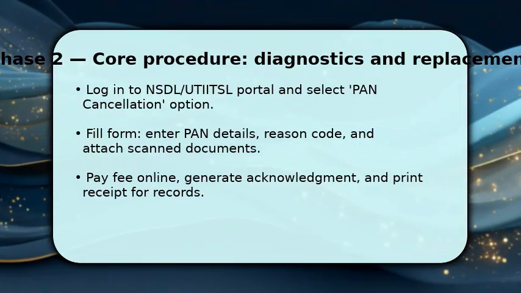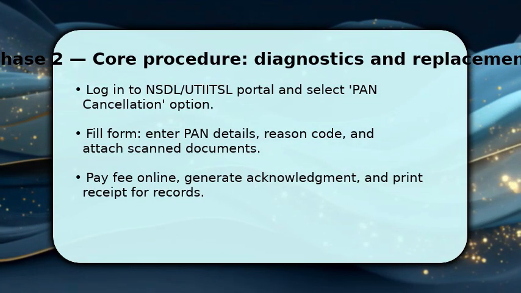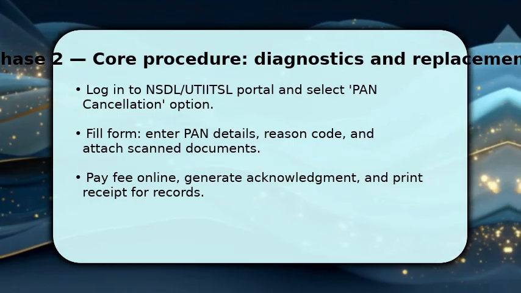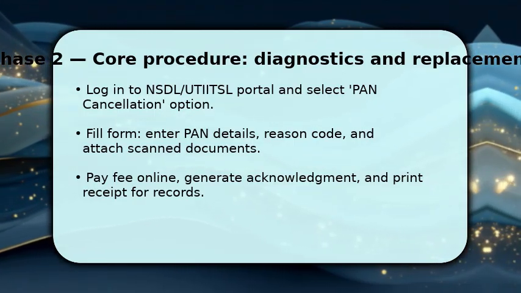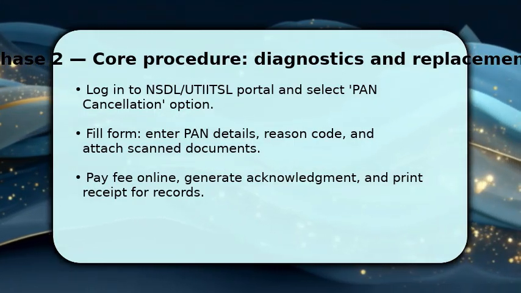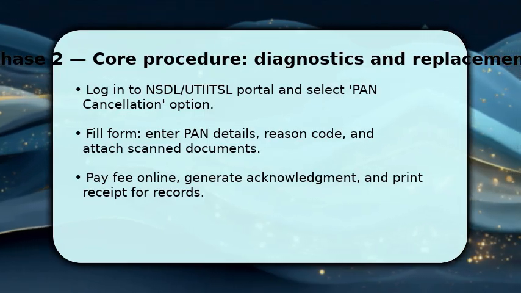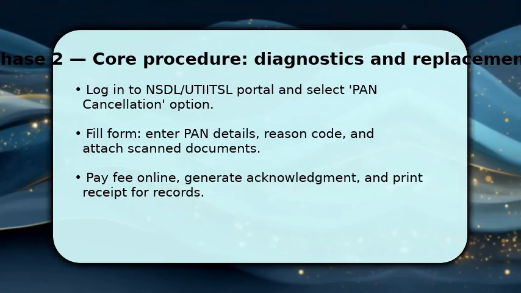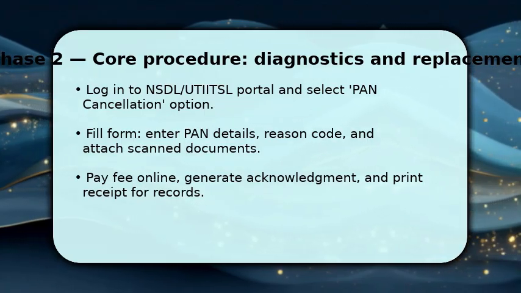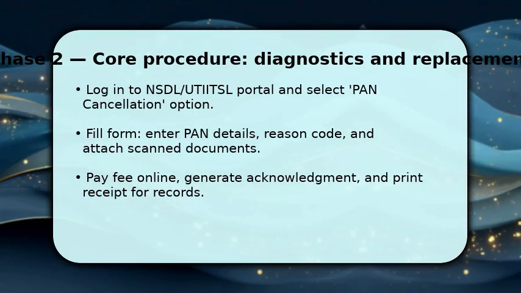Go to the NSDL or UDITSL portal and choose the PAN cancellation or surrender option. Fill the form carefully, enter the PAN to be canceled, select the precise reason code, and upload scan proofs. Once uploaded, pay the processing fee online, keep the transaction ID. After payment, generate and save the acknowledgement.